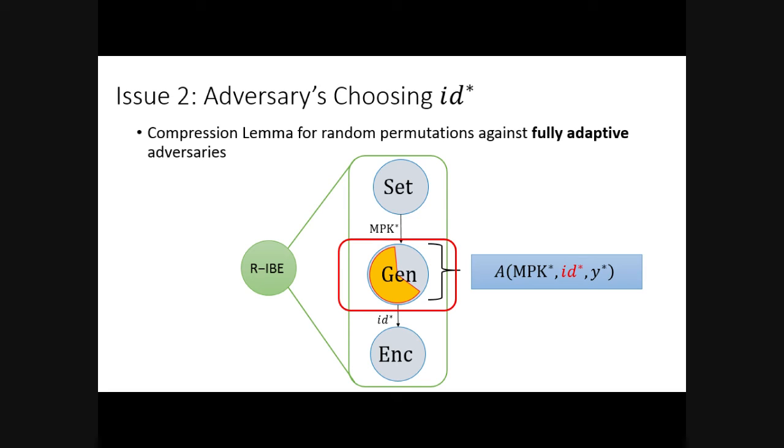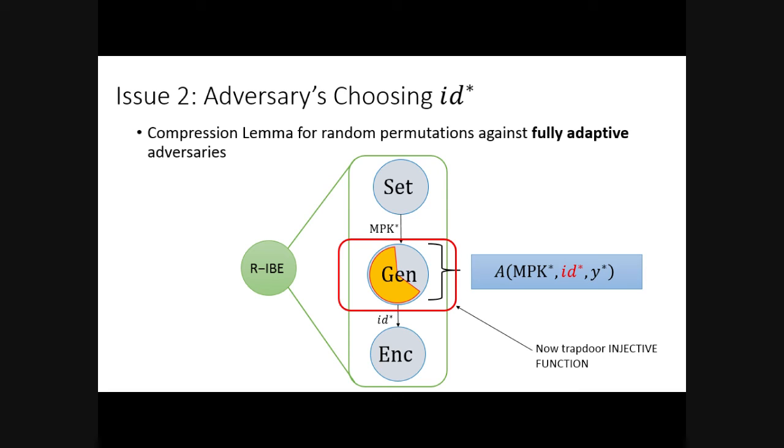And for the second issue, here the adversary is choosing the ID star. So this means that since it's choosing the ID star, we do not know of any way to compress this oracle if we allow gen, the middle layer, to be a permutation. However, we show a way to compress the oracle if gen is made to be an injective function instead, with a very large output.